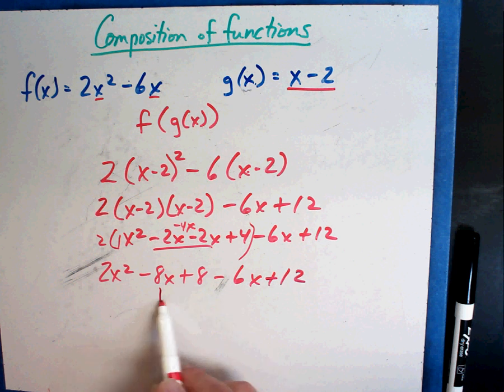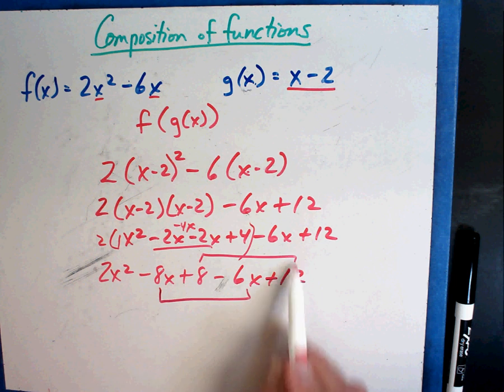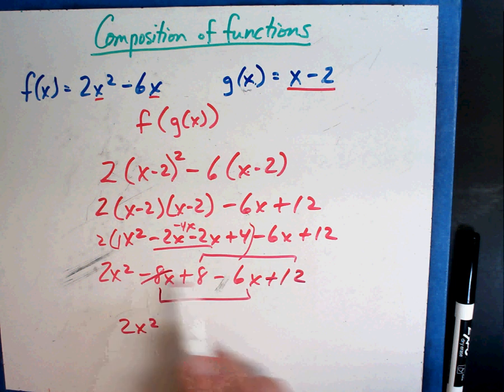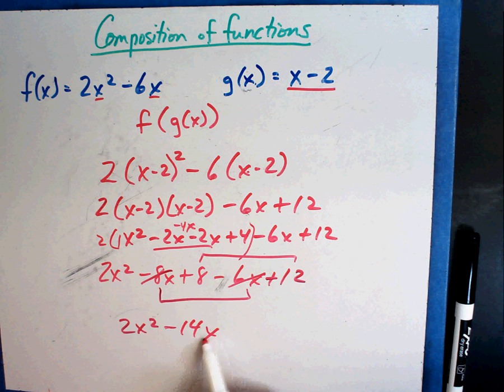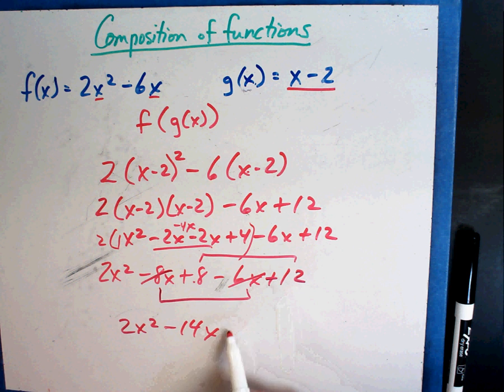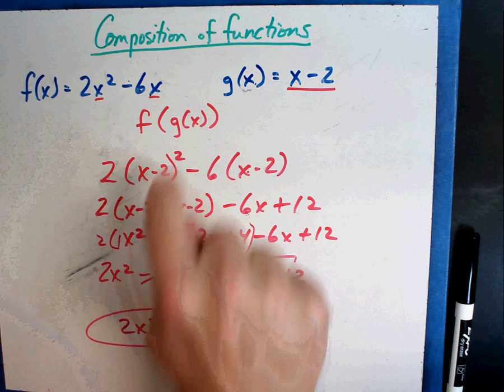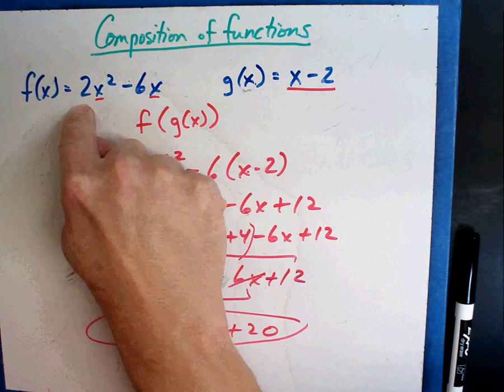Find your like terms. Those two go together and those go together. So it's 2x squared. Those two make minus 14x. And these two, 8 and 12, plus 20. That's my full answer. It takes a little bit to crank it out, but notice the notation here. The g of x went inside of that.